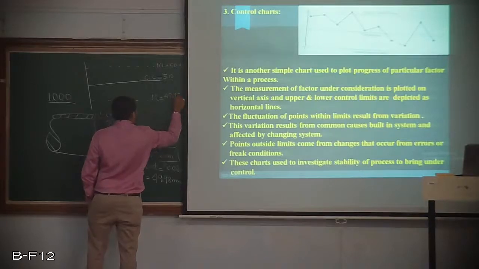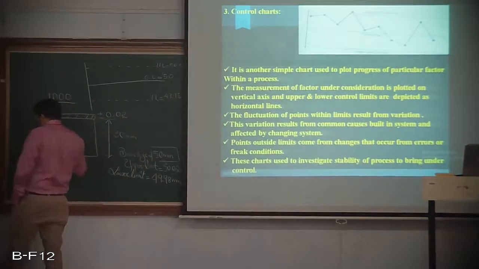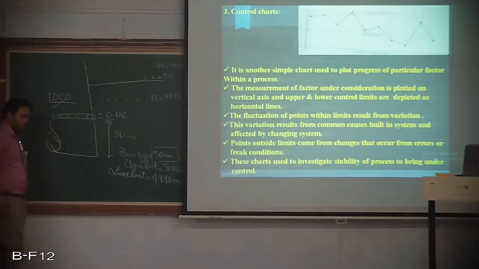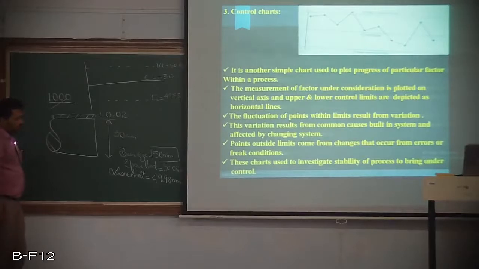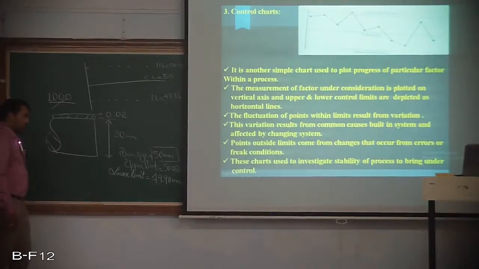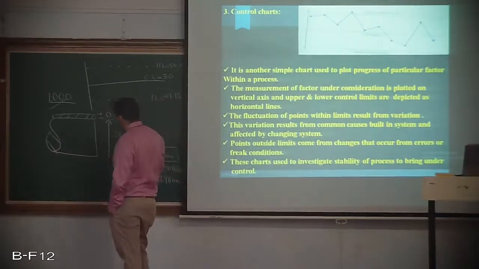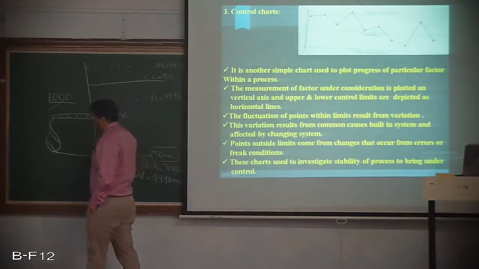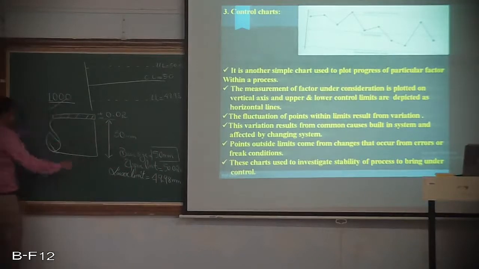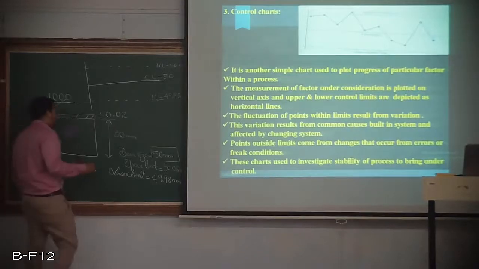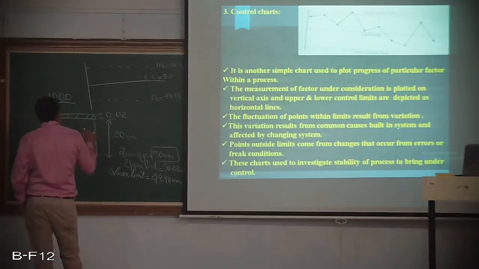One shaft after another, the part is manufactured in industry, and after manufacturing, the lengths are measured. We need to check whether the shaft being manufactured is true with respect to the specification or false with respect to the specification. That can be easily done by plotting the control charts.